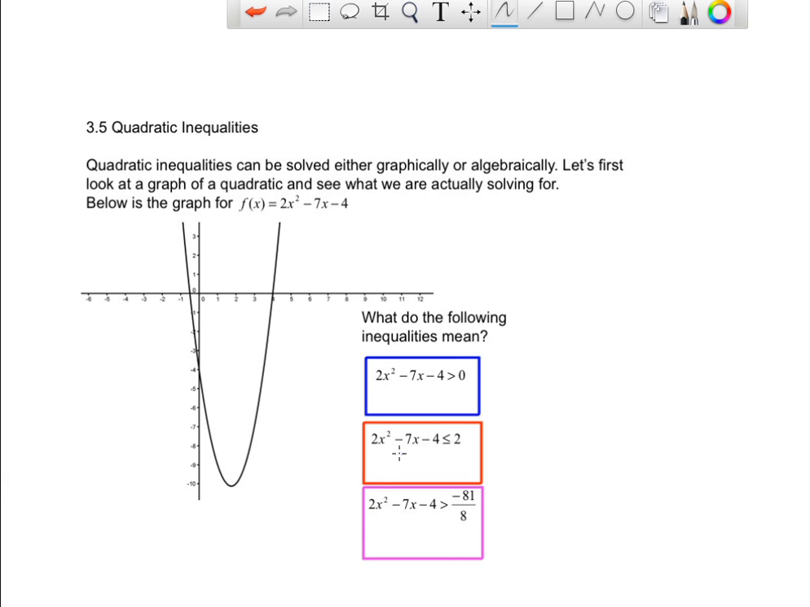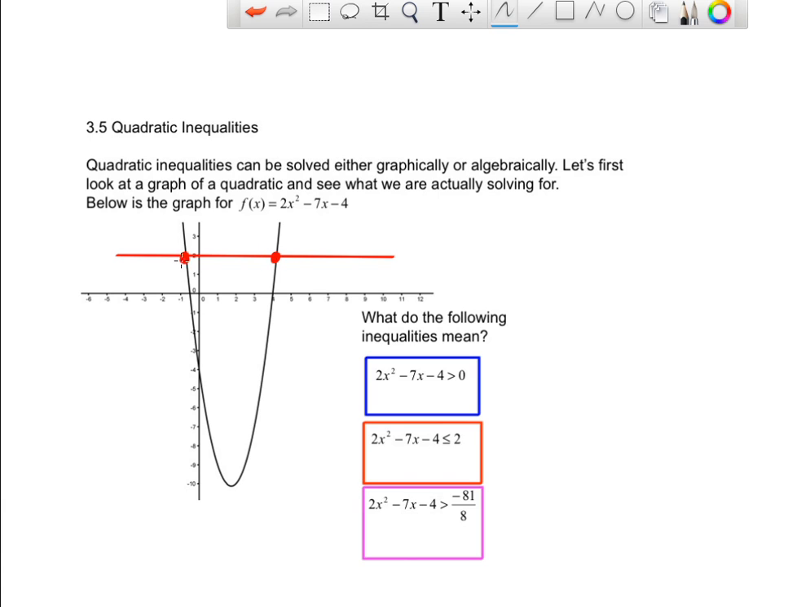So let's look at the next one. In red, same thing again, but now we're being asked less than or equal to 2. So let's see if we can get a line that's pretty close to 2. So we'll try that. Okay, so we are looking for the function. So this is the function, and we want the y values to be less than 2. So here and here we can see it intersects with 2.